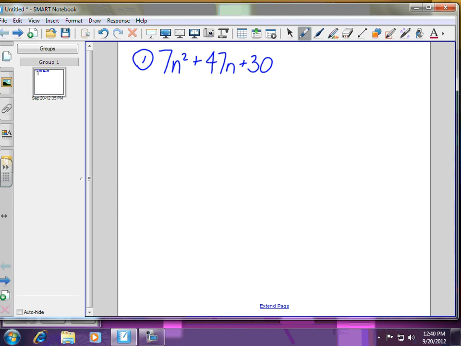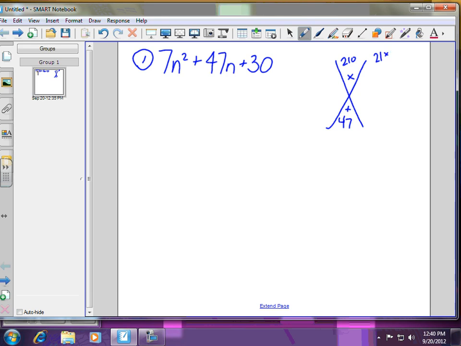First, we will look at the X method, which is the one you saw last night. And I know I need a product of the leading coefficient times the constant, which is 210, and a sum of the middle term, which is 47. Now, the factors of 210, there's a lot of them, right? So you can kind of start listing them. And these are all positive, by the way. We don't have to worry about any negatives here, so that's good.